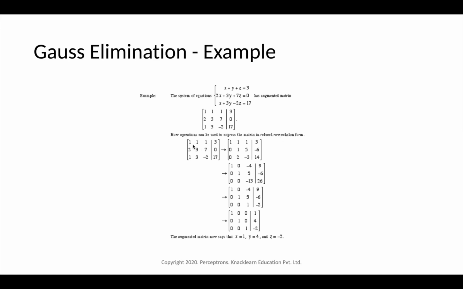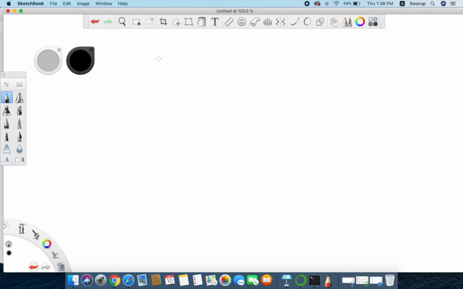So here we have all these values, 1 1 1 which is giving us 3, then 2 3 7 is 0, then 1 3 minus 2 is 17. Now after doing the elementary row operation, we are getting this new augmented matrix. That is, first one is the same. Second one, what we have to do is see how to perform this elementary row operation. I'll just show how to perform this elementary row operation. We'll see by taking that same example.